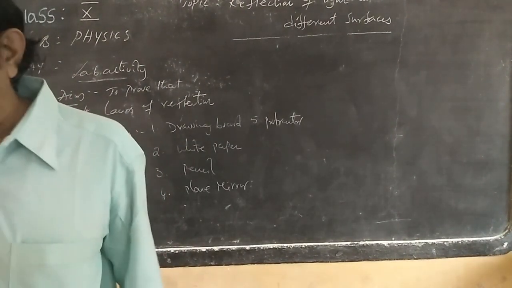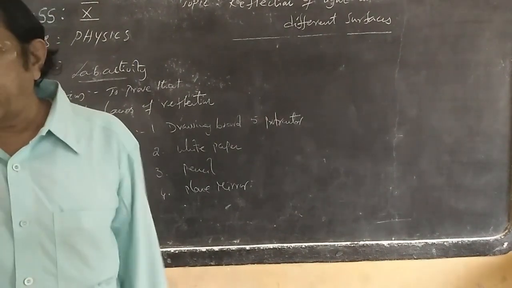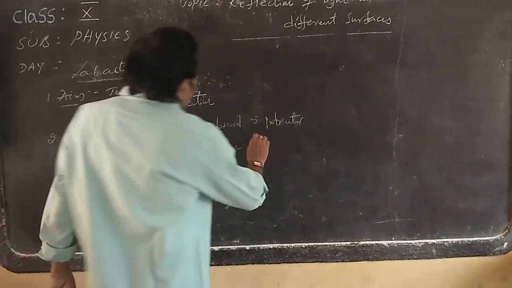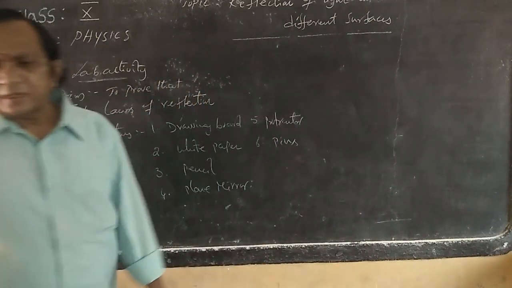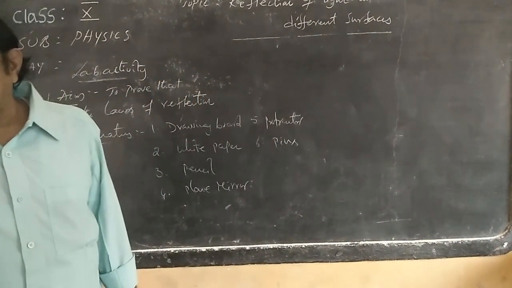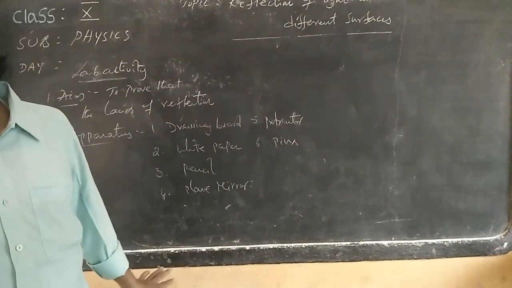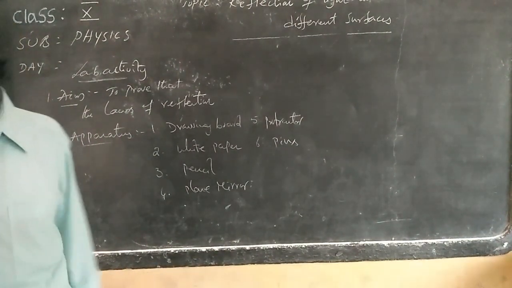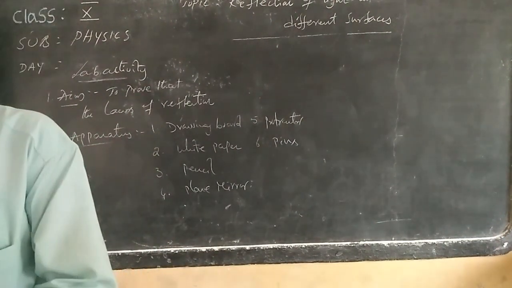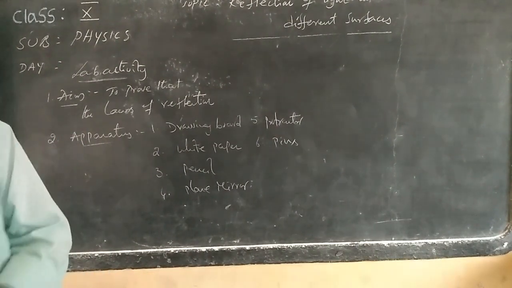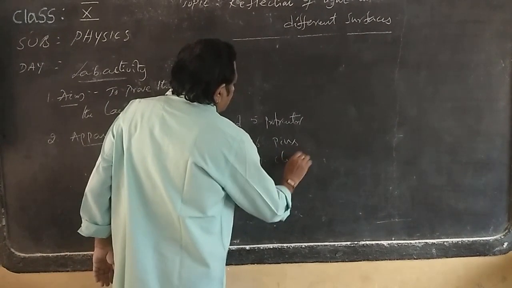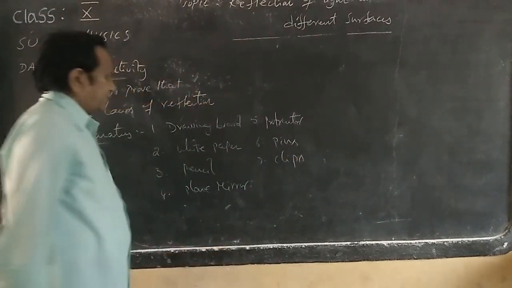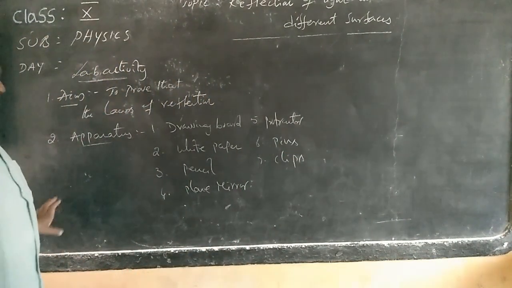Okay. So plain mirror, drawing board, white paper, pins also I need. Pins, protractor, pencil, protractor. Paper clip. So pins will be taken. So we can take paper clips also. Clips also to be taken. So these are the required apparatus.